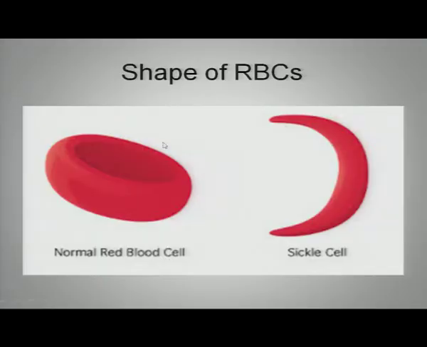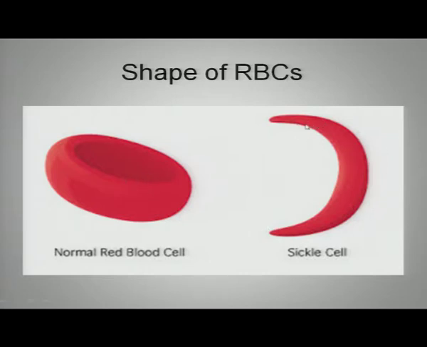Now, you can see the shape of the RBCs here: normal RBC, biconcave and enucleated with normal hemoglobin. What is the advantage of enucleated RBCs? It is to carry the maximum amount of hemoglobin.